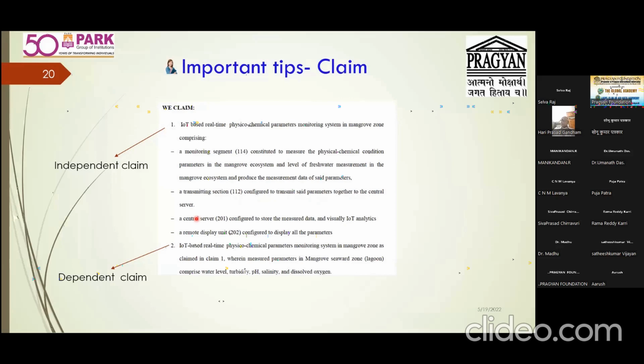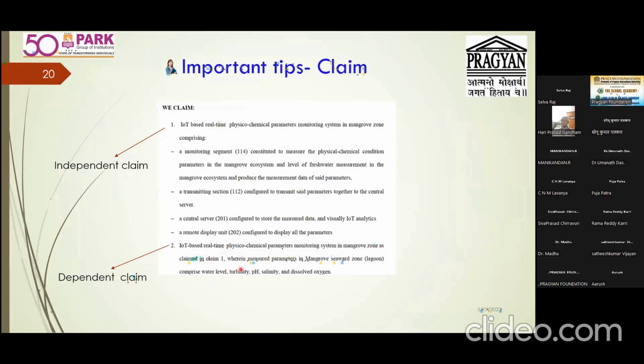But when you go for a dependent claim, I can derive another claim. Listen, I am claiming another claim from the first claim. We cannot directly write a dependent claim; there is no such thing. Only the independent claim stands alone, and we derive the dependent claim from it. Here you can mention: IoT based real time physiochemical parameter monitoring system in the mangrove zone as claimed in claim 1. So this is independent, and this is dependent.